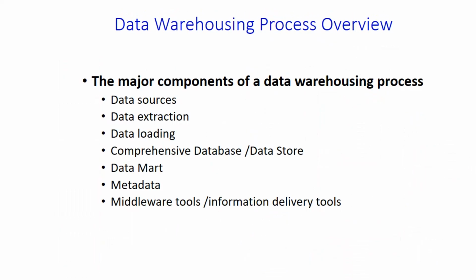Now, as can be seen on the previous slide, the following are the major components of the data warehousing process. Number one, data sources. Number two, data abstraction, data loading, comprehensive database or data stores, data marts, metadata, and middleware tools or information data tools. We will be coming to these one by one as we proceed ahead.